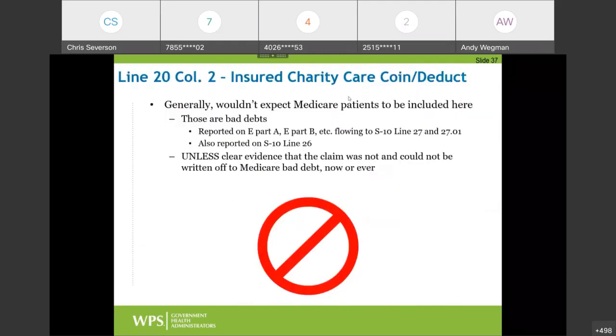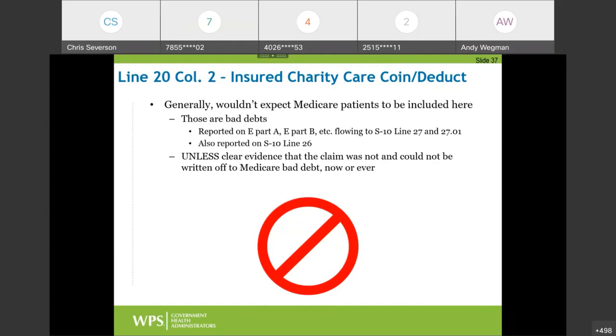Here's the other thing I wanted to mention here. Line 20, column 2 is an insured patient, and technically it could be any insurance company. Technically it could be a Medicare patient as well. It could be Medicare that is insuring that patient. However, that should be relatively rare, because generally if you have a coinsurance and deductible that wasn't paid from a Medicare patient, generally that ends up as a Medicare bad debt. It would certainly behoove you to go through the process to report that as a Medicare bad debt. You're going to get more reimbursement out of it that way.